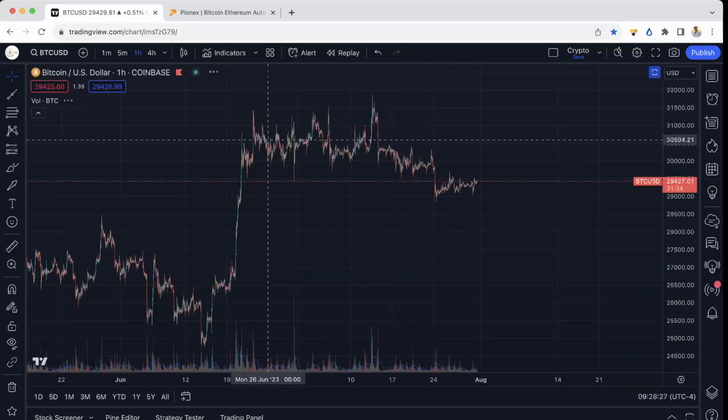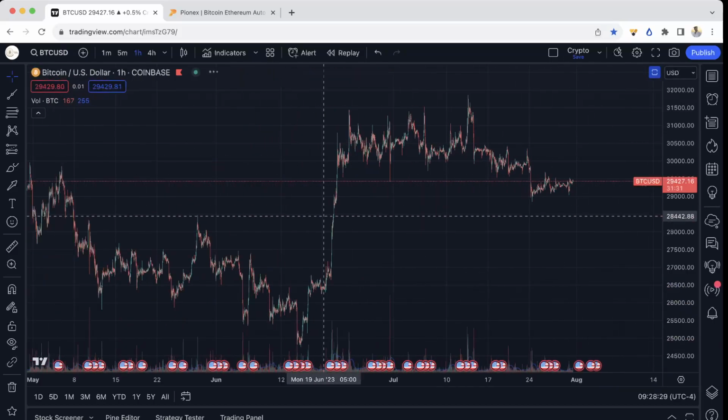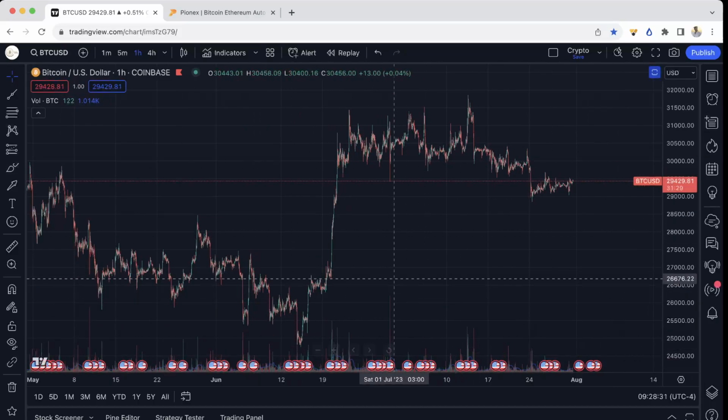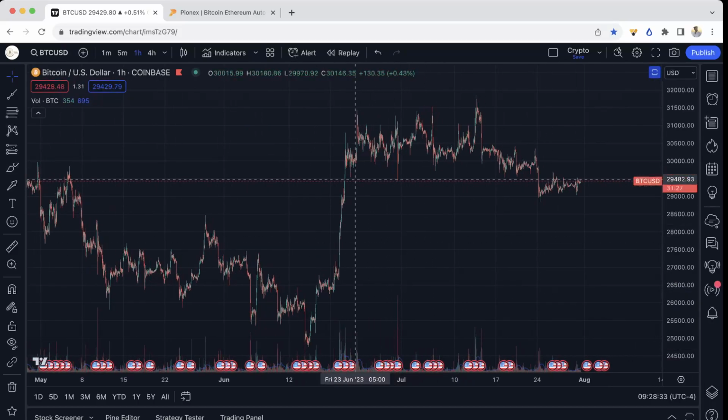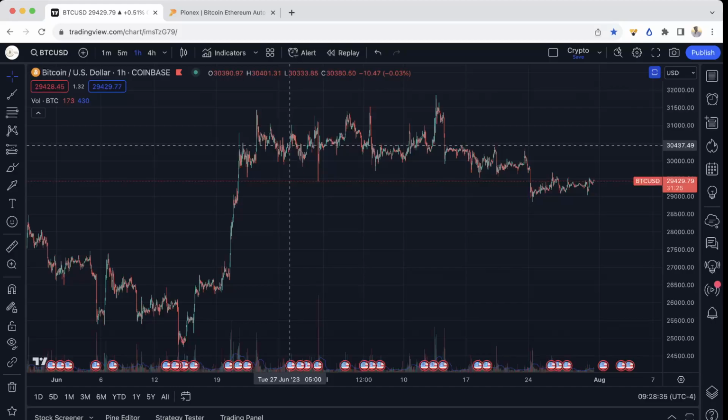So if we go to Bitcoin right here, what I've been doing is, well, I haven't been doing it as consistently here, but had you been running the anchor strategy at, let's say, a strike price of 30,000, you would have made a lot of money.